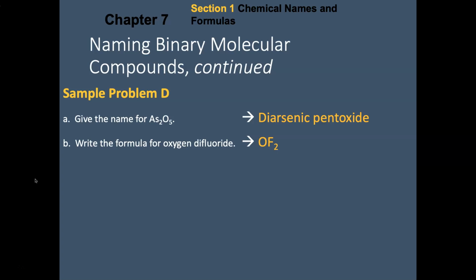In the second example here, we were told oxygen difluoride, and we were asked to write the formula. And here we see that the oxygen comes first, and since there is no prefix, there must be only one of them. So we're going to write O, and then we're going to put a subscript after the fluoride. We know that fluoride is F, and there's 2 of them, so it's OF2.